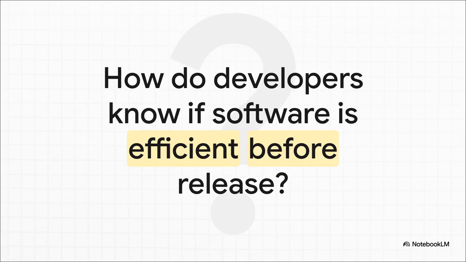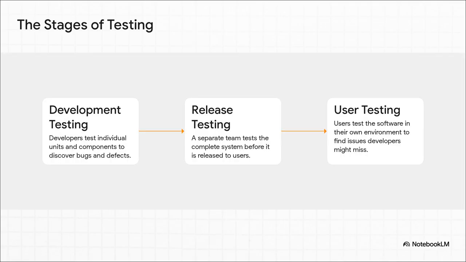Okay, so it's all about planning from the start. I get that. But how do they know? Like, how can a developer be sure the software is actually efficient before it gets out to millions of people like me? Are they just guessing and hoping for the best until we all start complaining online? Haha, no, definitely not guesswork. There's a whole rigorous testing process.